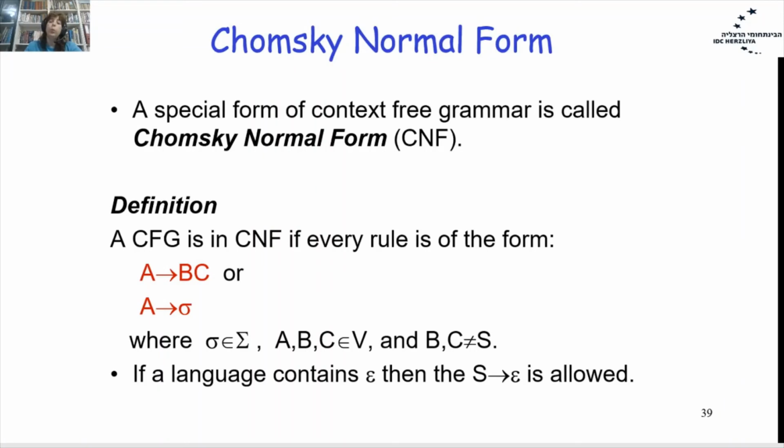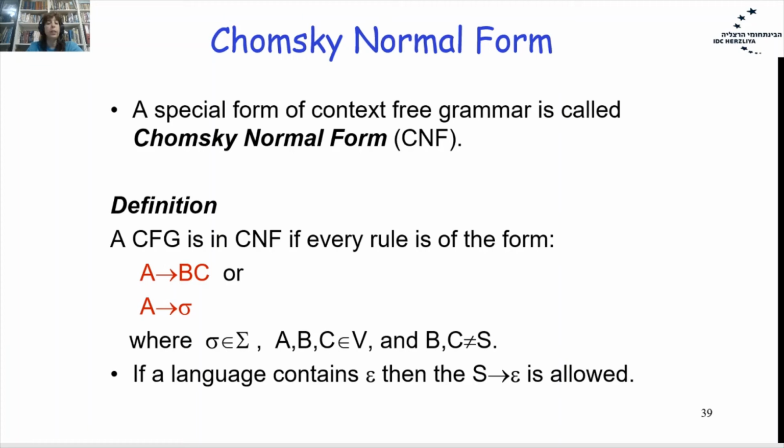Okay, now we will start talking about normal forms of the grammar. There are several normal forms of the grammar. Chomsky normal form is one of the normal forms that we will study during the course. Chomsky normal form, abbreviation CNF, definition.